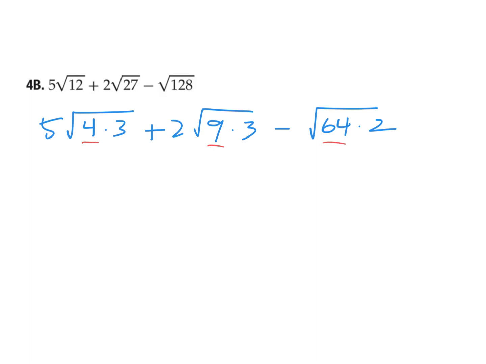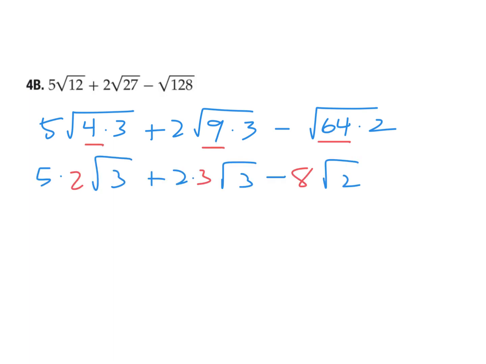Those are going to simplify. What's left underneath, can't do anything with. They're actually all prime numbers anyway. Okay, so the square root of 4 is 2, the square root of 9 is 3, the square root of 64 is 8. So here's where I am.